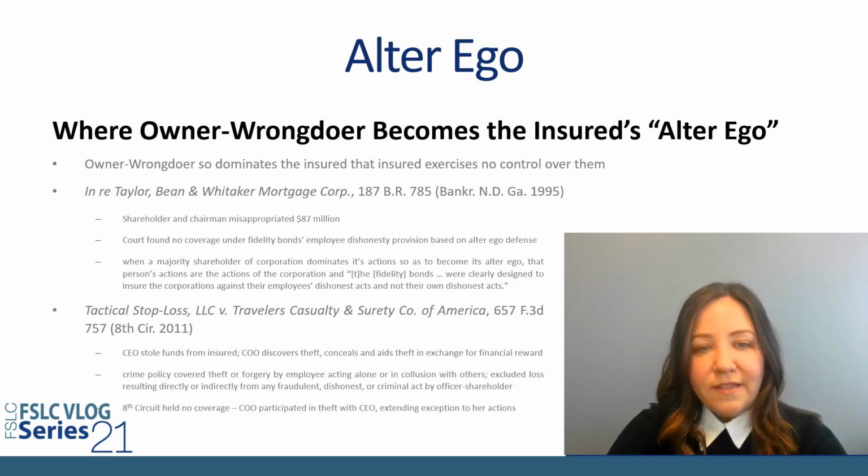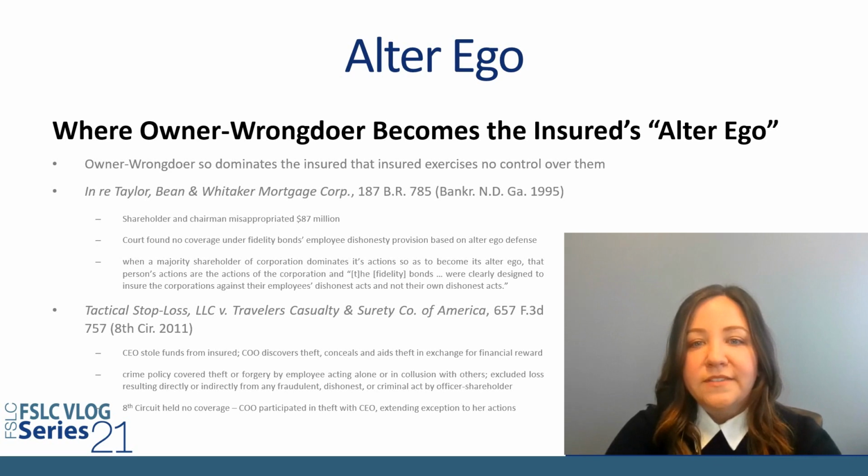In the 2011 Tactical Stop-Loss decision out of the Eighth Circuit, the insured CEO, who was an excluded officer shareholder, stole funds from the insured. The COO, who was not a shareholder, later discovered his theft but decided to help conceal and continue the theft in exchange for a financial reward from the CEO. The Eighth Circuit stated that even if the COO partially caused the loss, she did so by participating in the theft with the CEO, and the officer shareholder exclusion excluded loss attributed to the CEO and others colluding with him.